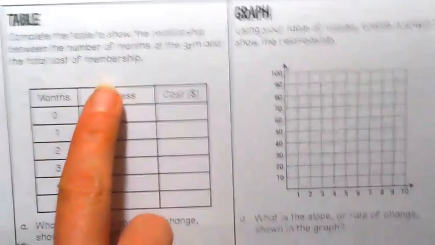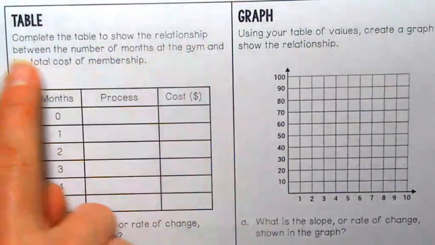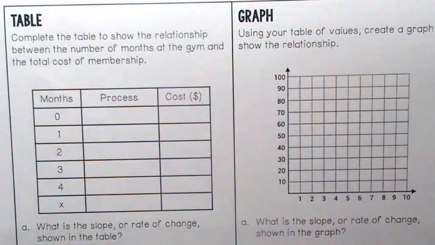First, we're going to make a table. Complete the table to show the relationship between the number of months at the gym and the total cost of the membership. So every month, it's $25.